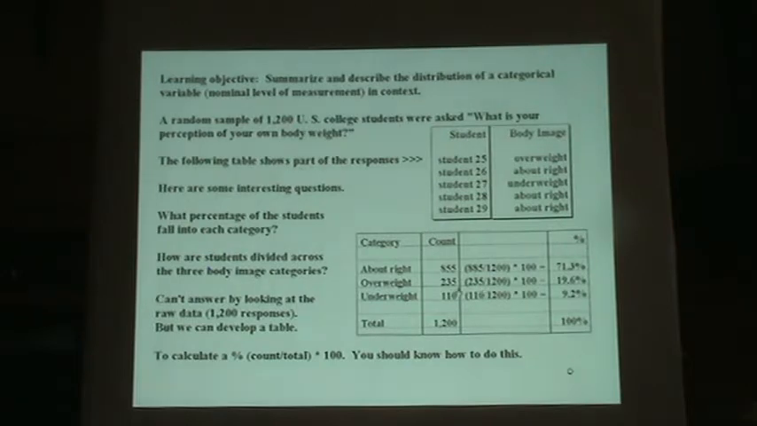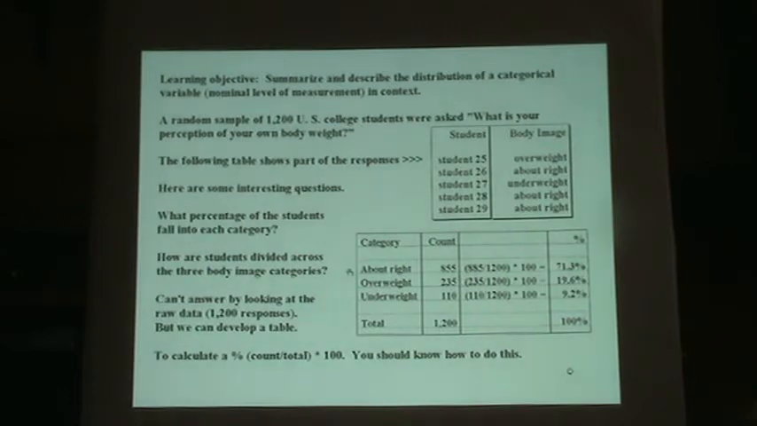To get the percent of overweight, we take the count of overweight, which is 235, divided by the total count, which is 1,200, multiplied by 100, and that's how we get the 19.6. And the same with the underweight. 110 divided by 1,200 times 100 gives us 9.2%. So this is how you would present information where you have one categorical variable. Here it was perception of your own body weight. That was one categorical variable.